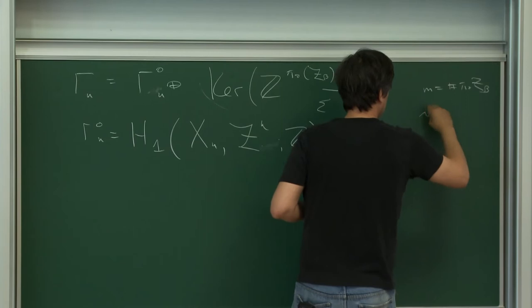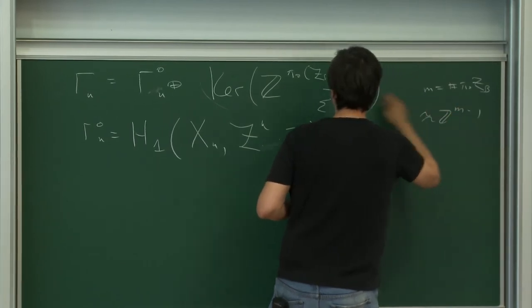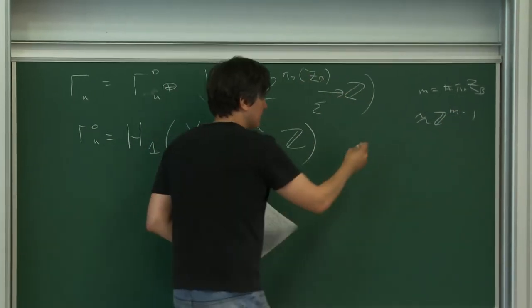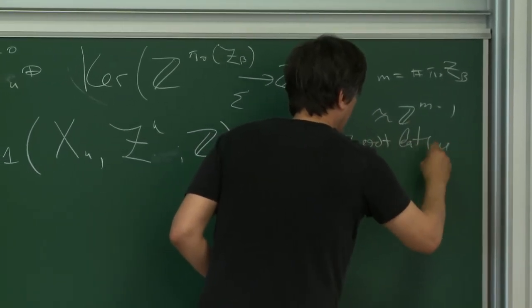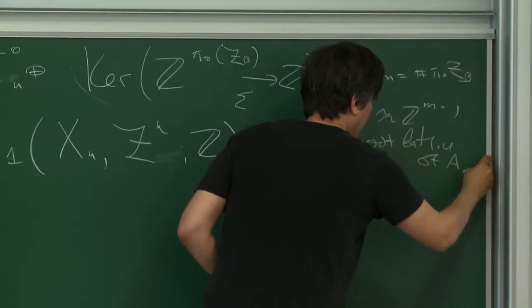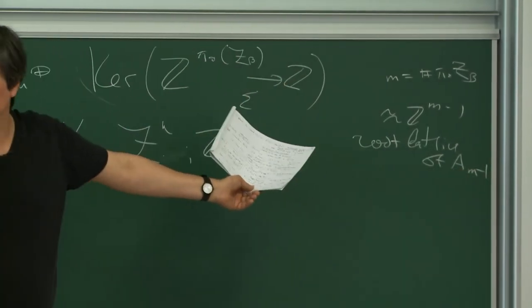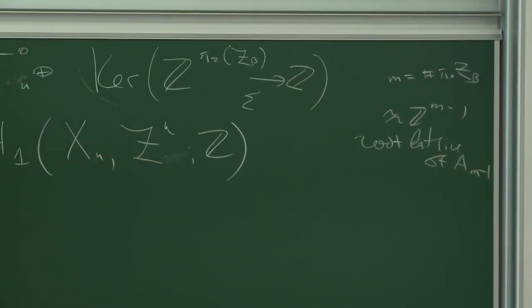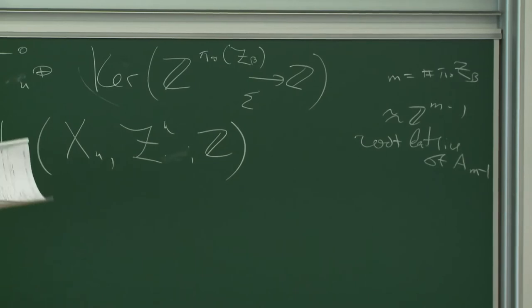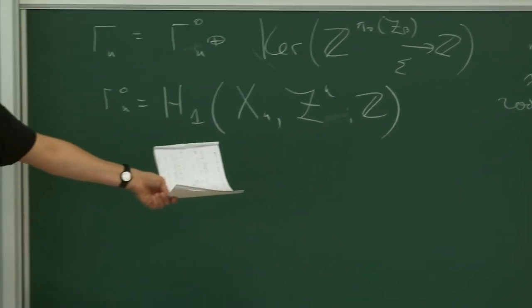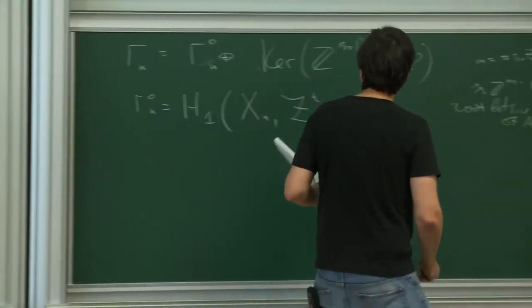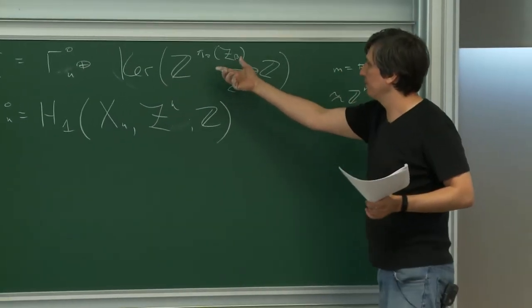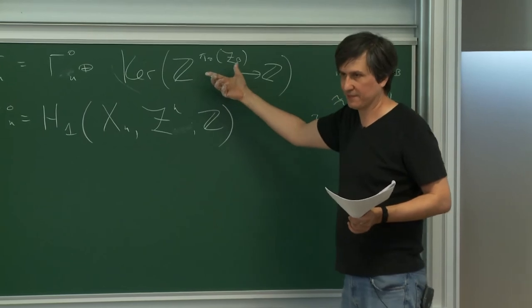It will be something isomorphic to Z^(m-1), and its root lattice of series A, A_(m-1). It's like I explained for the case of function. We should think of them as homology classes of paths, in quotes, with two endpoints of the path.